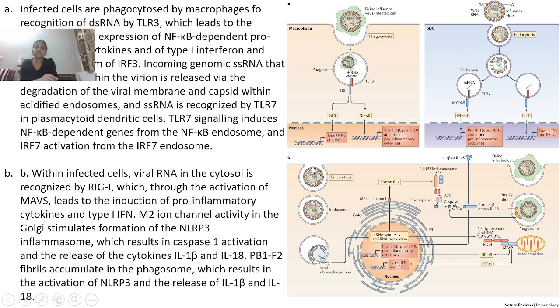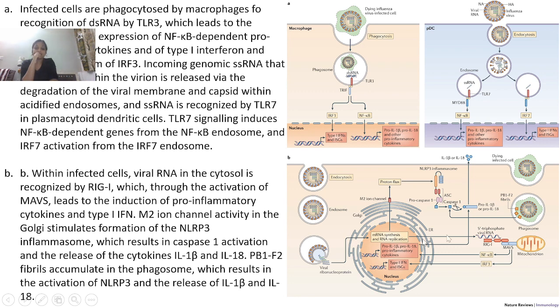Here you can see where the virus is entering via receptor mediated endocytosis. The hemagglutinin is getting attached to the sialic acid present on the glycoproteins on the surface of the cell. It is getting internalized in the endosome. Then there is a release of the viral ribonucleoprotein, which is then entering into the nucleus.